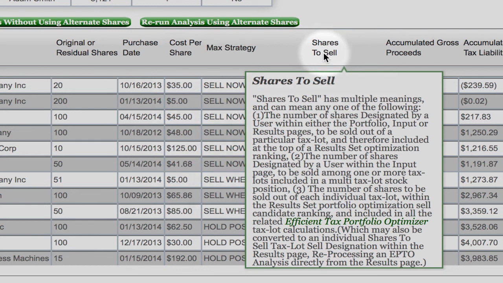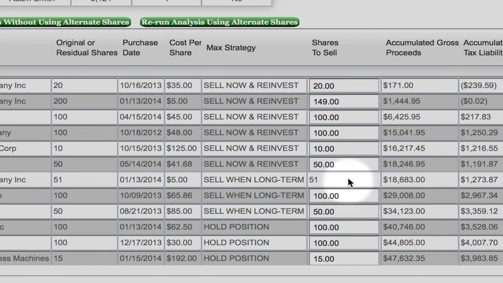Next, we have shares to sell, which briefly means the number of shares recommended to be sold or designated to be sold in sequence within the optimization process. Please read its tooltip and definition in the Outputs Explained document, as this is a very important primary output of an Efficient Tax Portfolio Optimizer analysis. A user may also add or change a tax lot designation in the output cell, which also can be an input cell, and rerun an analysis from here without going back to the input page.